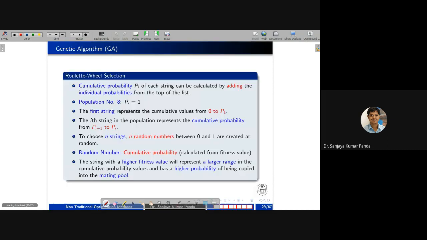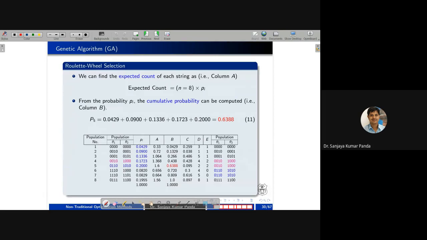Now, see how this procedure actually works. We have calculated the cumulative probability. Cumulative probability is nothing but, you see the probability of the first one. When you are calculating the cumulative probability for the second one, you have to add the probability of the previous one and the current one. For example, see this one. I think it is clear up to this.